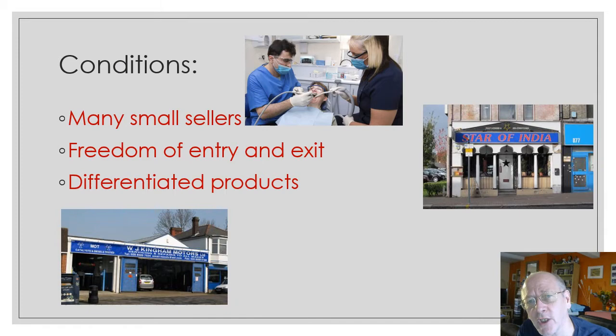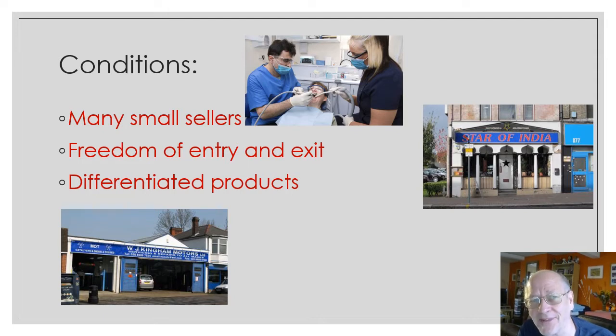Now, there are three conditions for monopolistic competition. The first one is, just like with perfect competition, you need a lot of relatively small sellers so that no one firm dominates the market. It's got to be relatively easy to get into the market and leave the market, again, just like perfect competition. However, the products are slightly different. They are differentiated, not homogeneous, and that makes it more like monopoly. So it is closer to perfect competition, but there are elements of monopoly in it, and that's why you mustn't get the two confused.